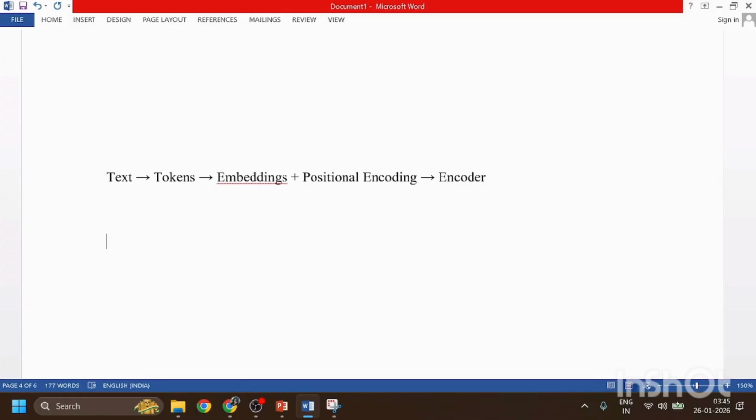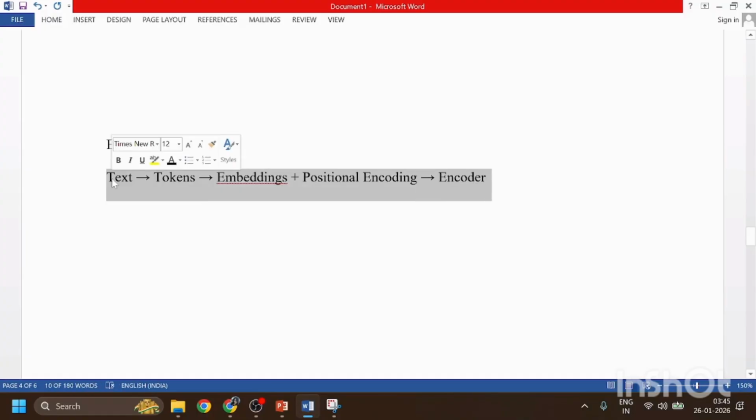I already showed you the pipeline of the transformer. You can see here the encoder input flow: text, tokens, embedding, positional encoding, and encoder.